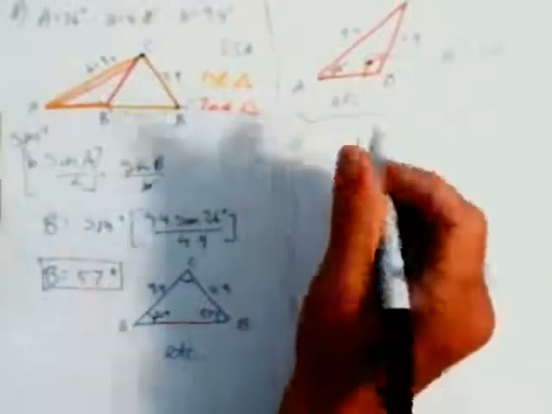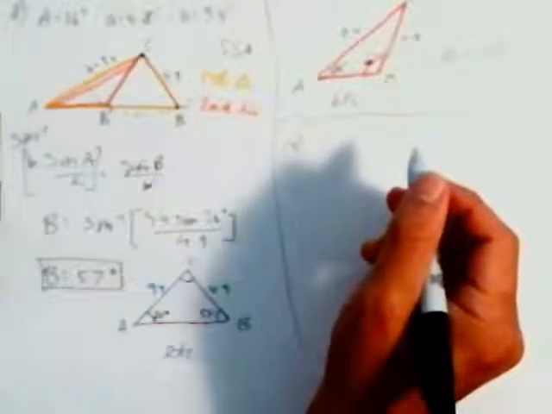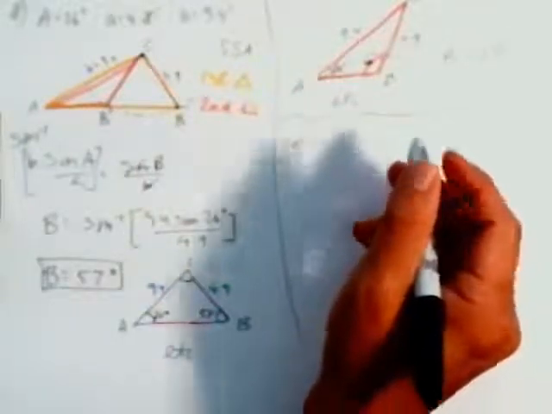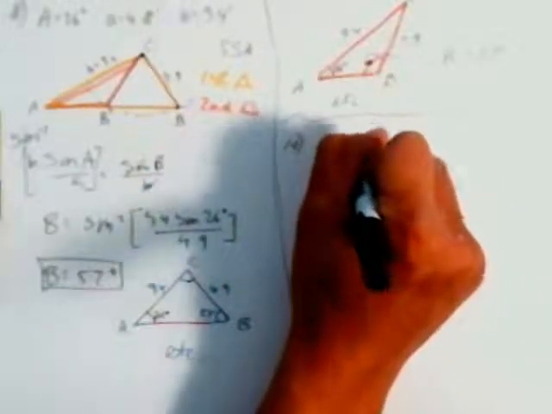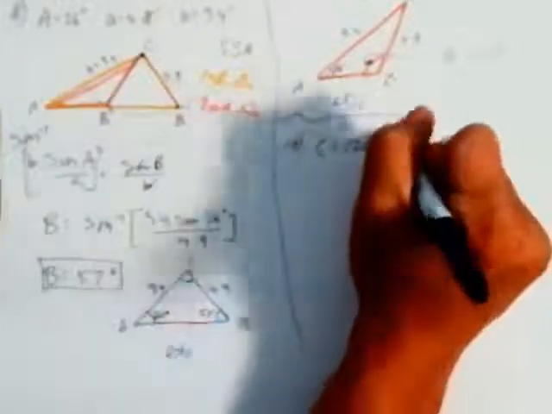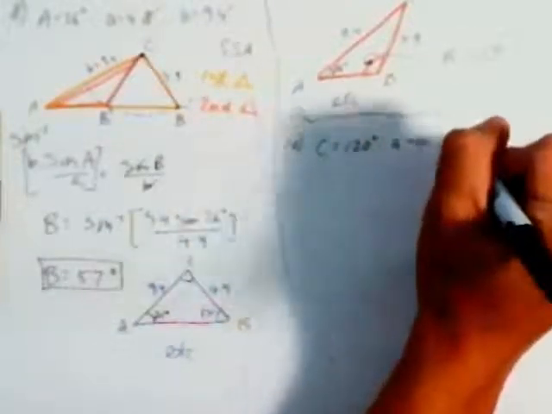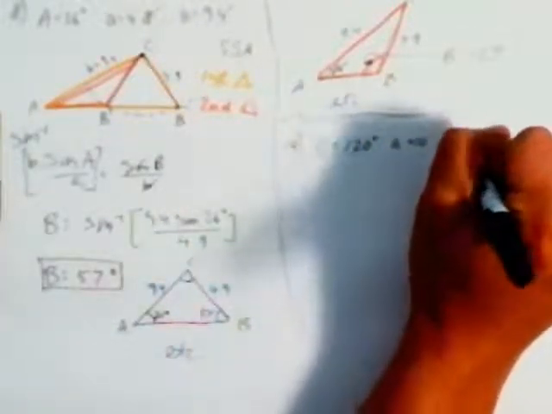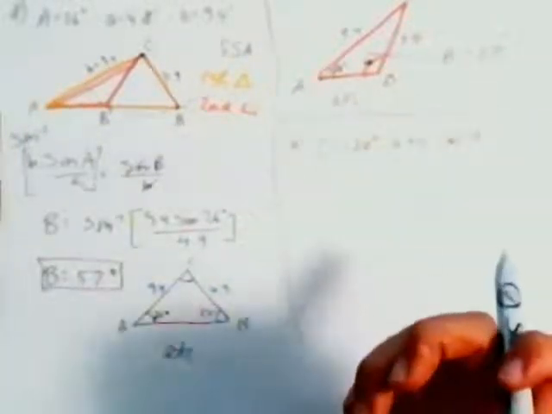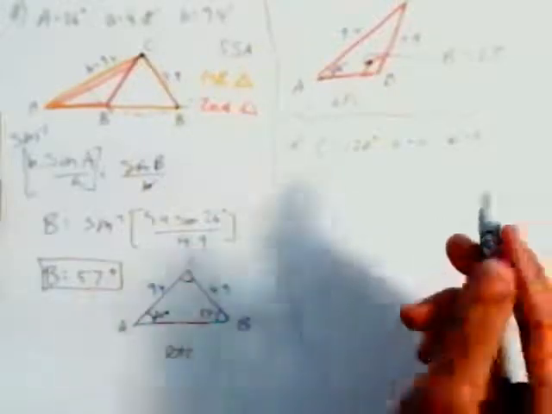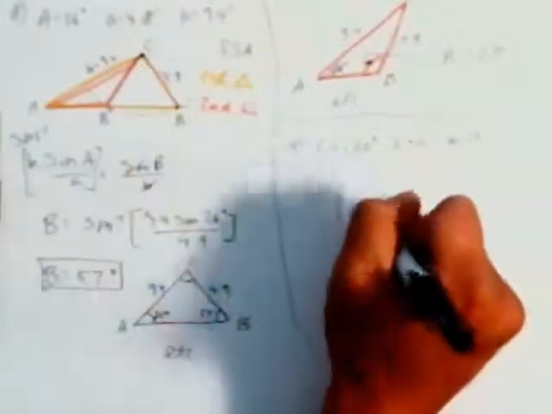Let's look at number 10. C equals 120, little a is equal to 10, and little b is equal to 12. Use the law of cosines, it says. Well, you don't really even know if you have to use the law of cosines, but let's see.